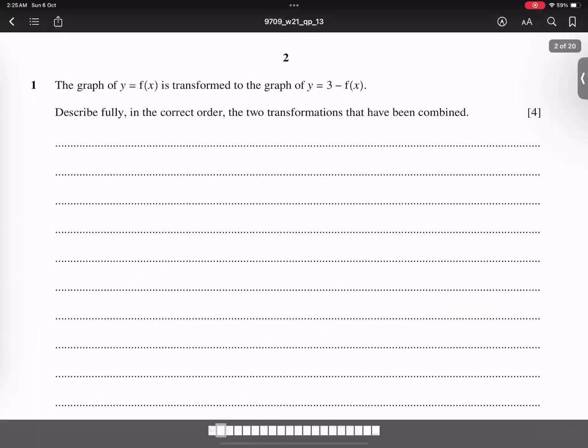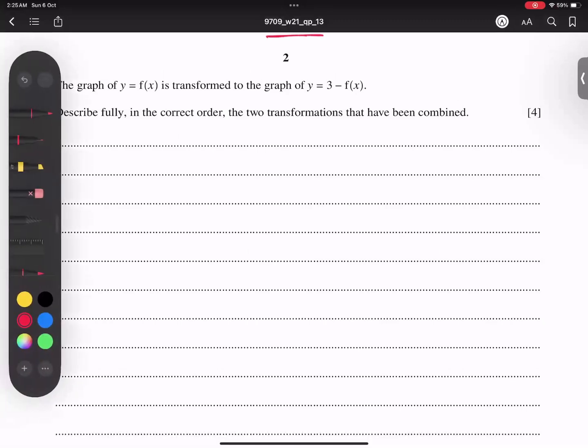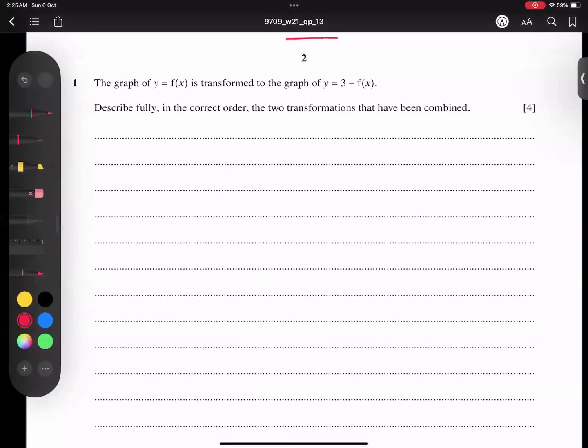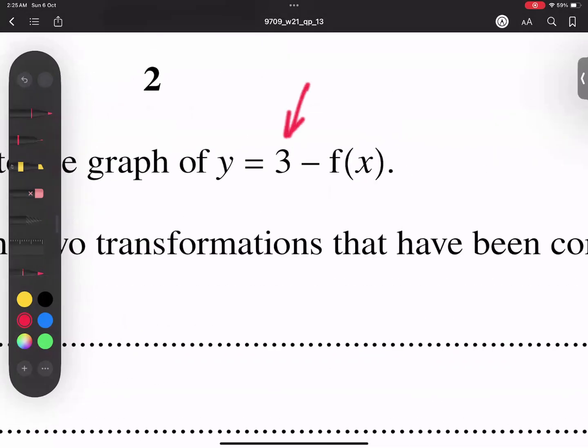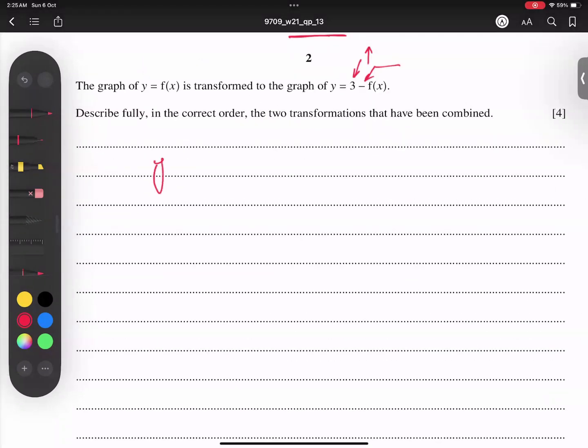This is a question we have, students. This is October 2021, 13 variant. What a question he is asking here: this f is transformed into this one, and he said the correct order. This order is very important for your knowledge. This is what is called a translation in the y-axis direction. And what does this negative represent? Reflection in the x-axis. I can change the statement like this: y equals f of x plus 3. So we deal with this one first and then we deal with the outside.